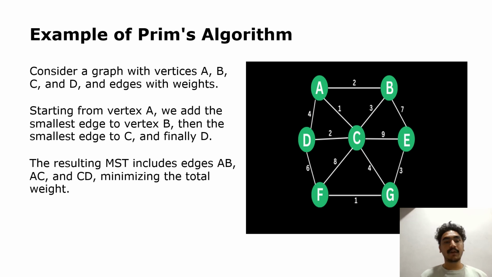We move to an example of Prim's algorithm. Consider a graph with vertices A, B, C, and D and edges with weights. Starting from vertex A, we add the smallest edge to vertex B, then the smallest edge to C, and finally D. The resulting minimum spanning tree includes edges A-B, A-C, and C-D, minimizing the total weight.